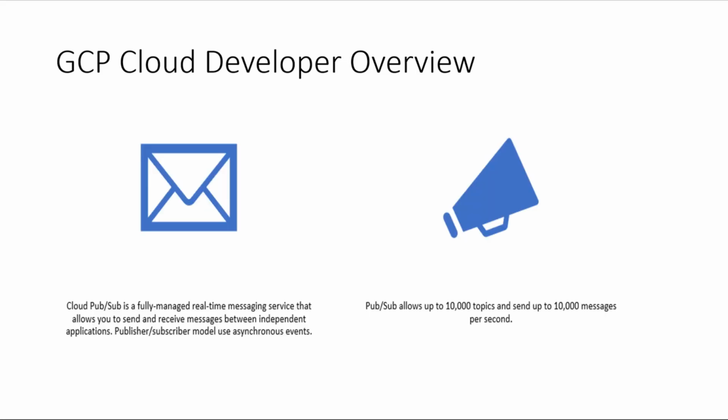When we think of Cloud Pubsub, we want to think about it from an architecture perspective as well, but also a developer perspective. It is a fully managed service, and therefore we don't need to do any work on the back end from a perspective of managing, for example, the storage or the queues or anything. What we want to worry about, for example, is setting up our topics, and how to respond to events. Basically, PubSub allows up to 10,000 topics, and you could send up to 10,000 messages per second.